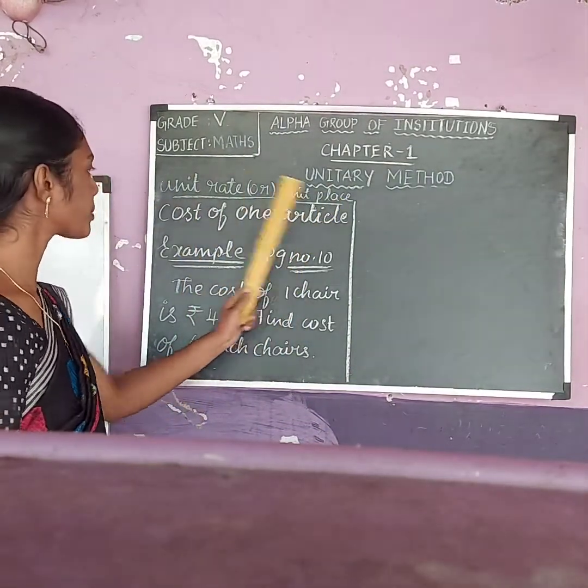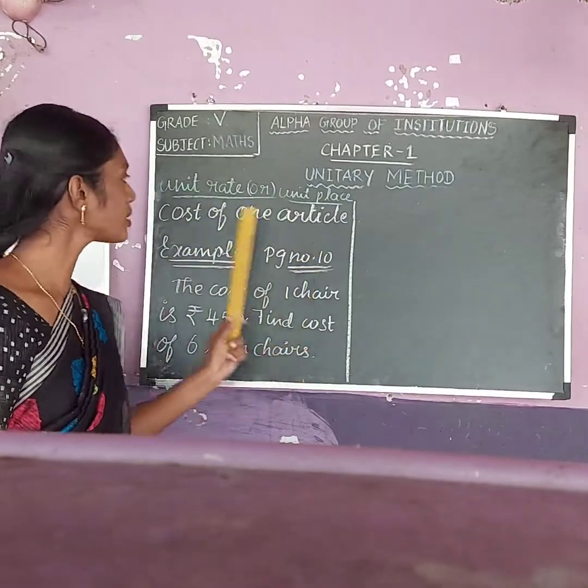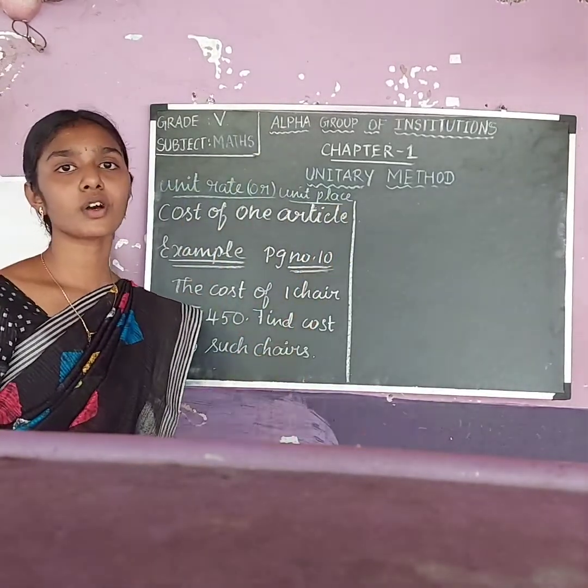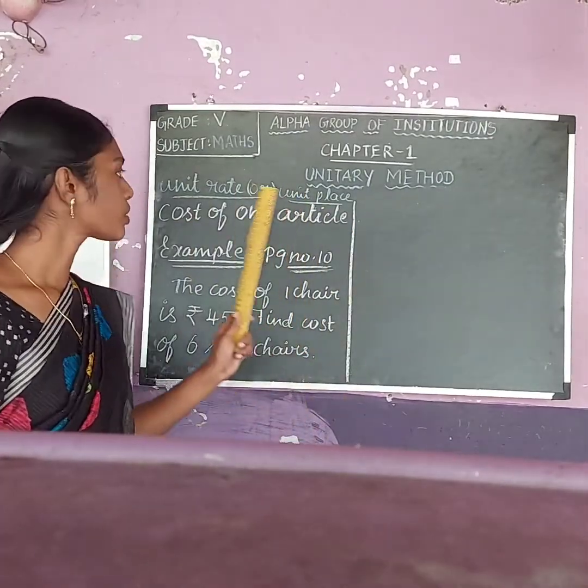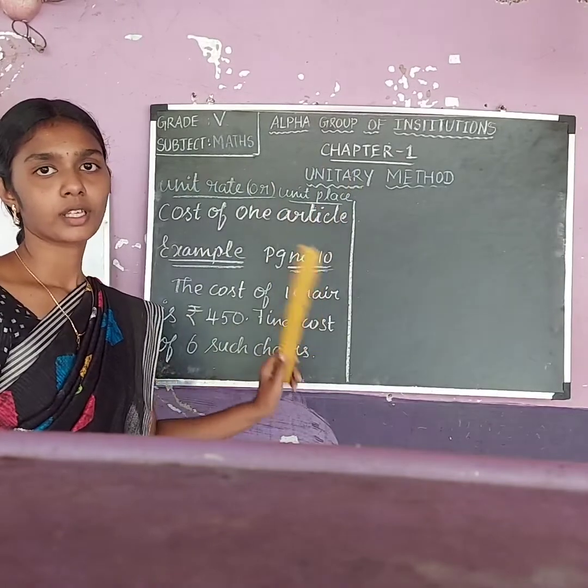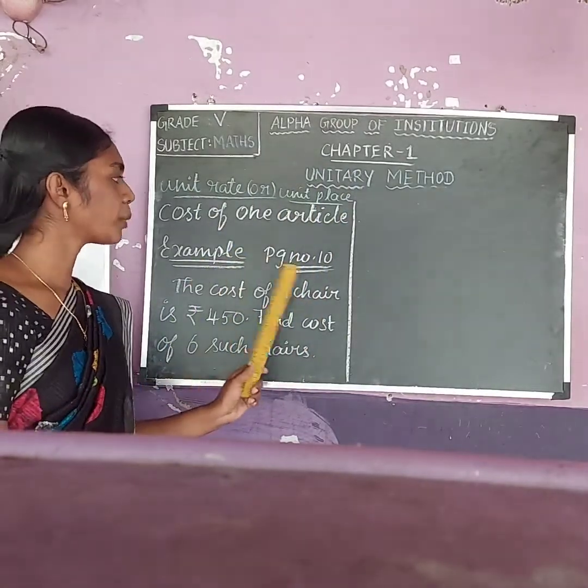Next, see here, unit rate or unit price. Unit rate or unit price means the cost of one article or one object. Let us see one example. See the example on page number 10.